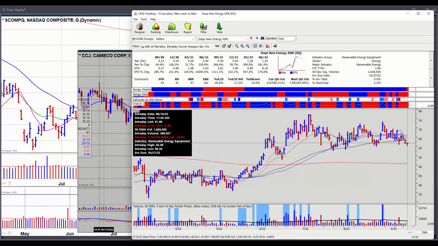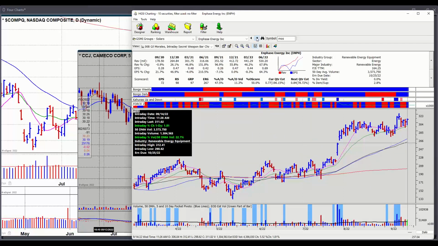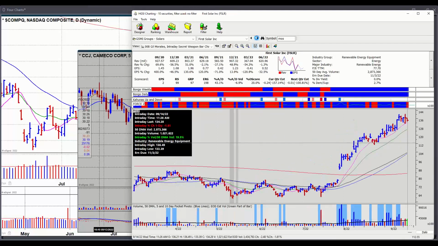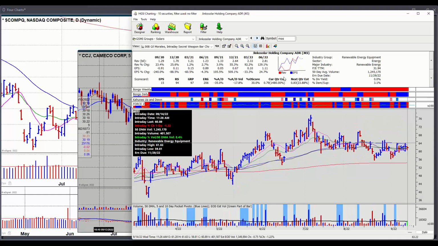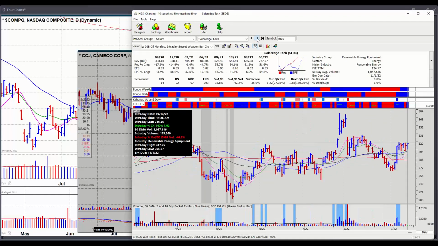Dayco is another one that was a short 3 days ago. It's extended on the downside. Enphase we talked about. First Solar we've talked about. Jinko Solar, this thing looks like it's ready to roll over, frankly. So the market's starting to give it up.